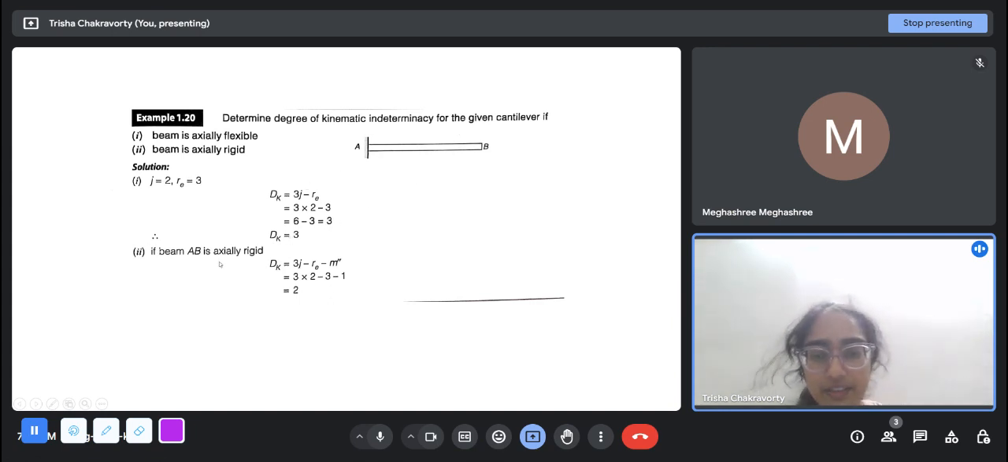Now if the beam is actually rigid, you have to subtract an additional degree of freedom, that m dash dash. It is one member, so we have to subtract m dash dash, and we end up with DK equal to 2.